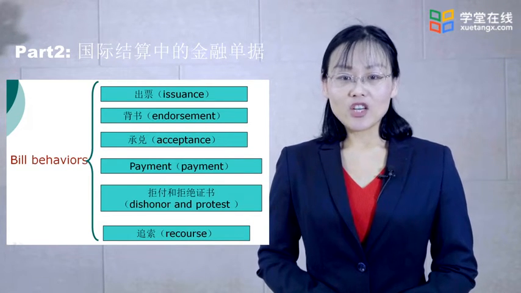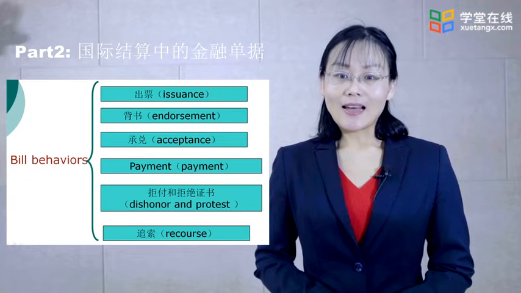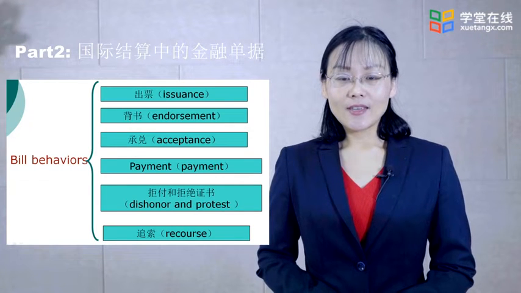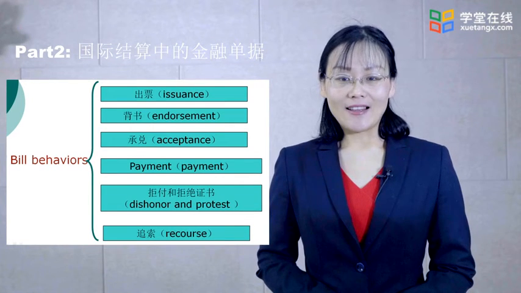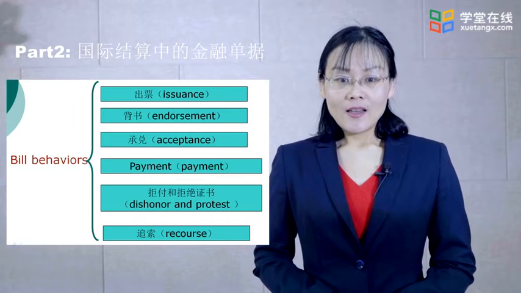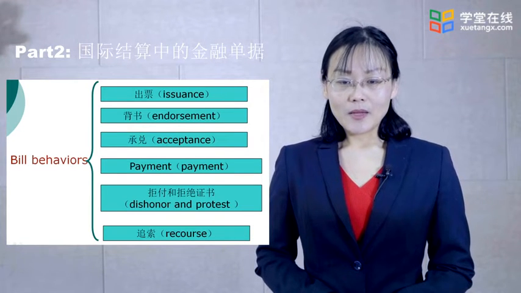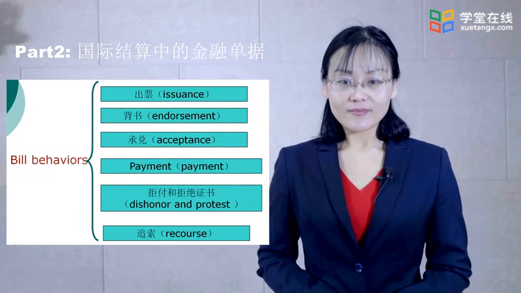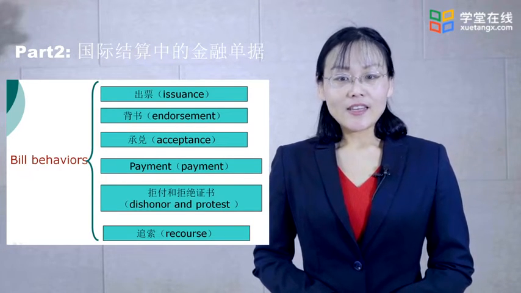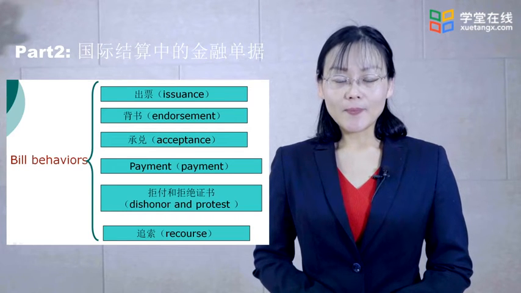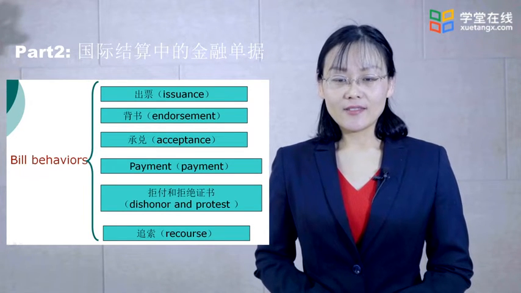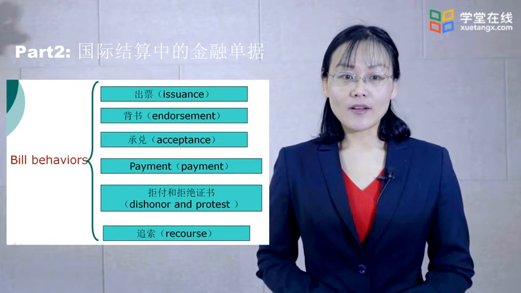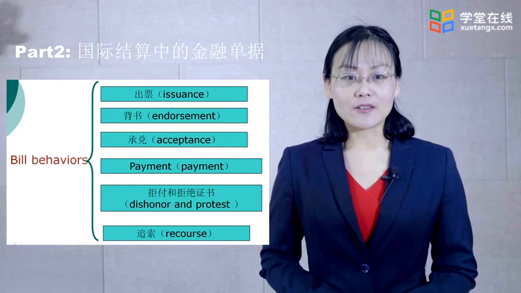Before the bill of exchange matures, the last holder needs to present it for acceptance. If the drawee agrees and accepts, he needs to make an acceptance on the bill of exchange. The acceptor will sign his name on the face, indicating that he will pay on due date. Then the drawee becomes an acceptor.